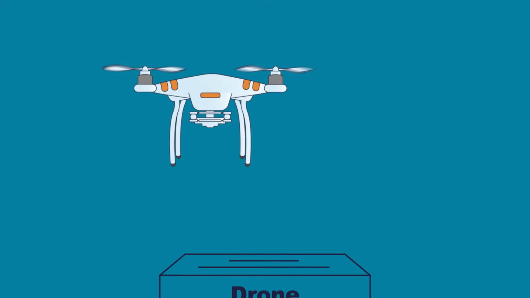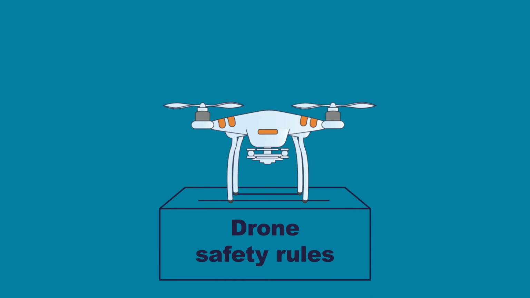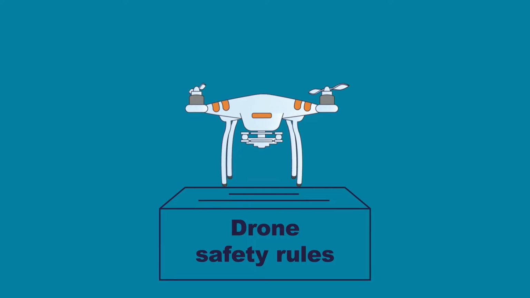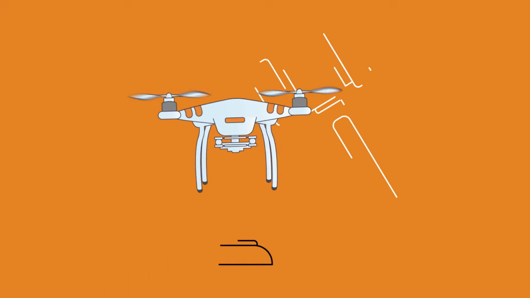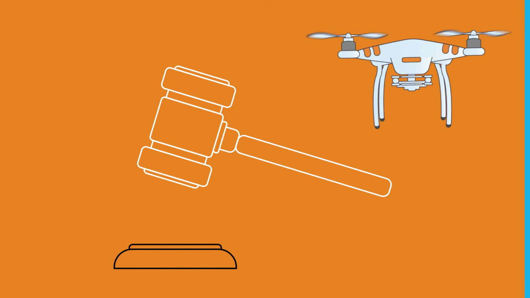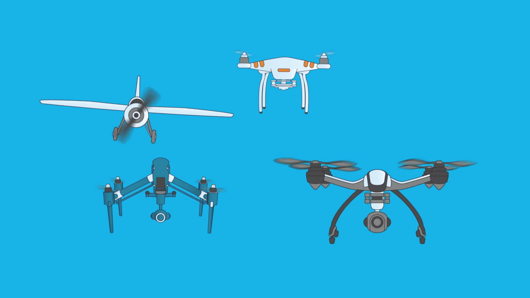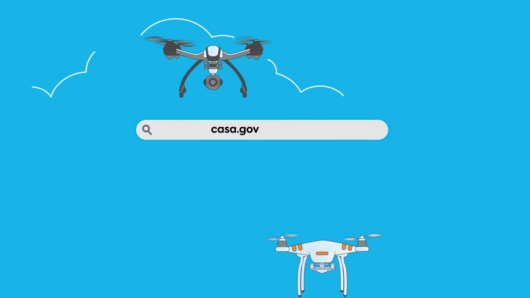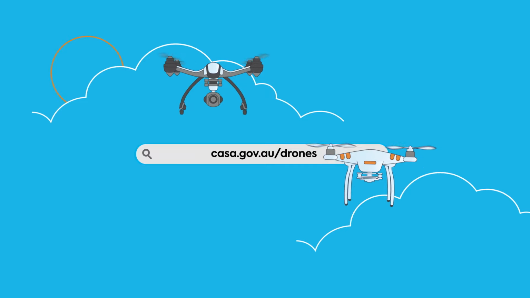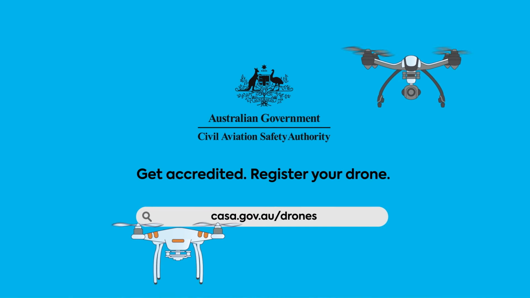So, as a commercial RPA operator, it's important to know and understand the drone safety rules that apply to you. Breaking the rules may land you in trouble. You can be fined or even taken to court. By following these simple rules, we can all enjoy the air together. For more information about where you can and can't fly, go to CASA's website and download a CASA verified app.